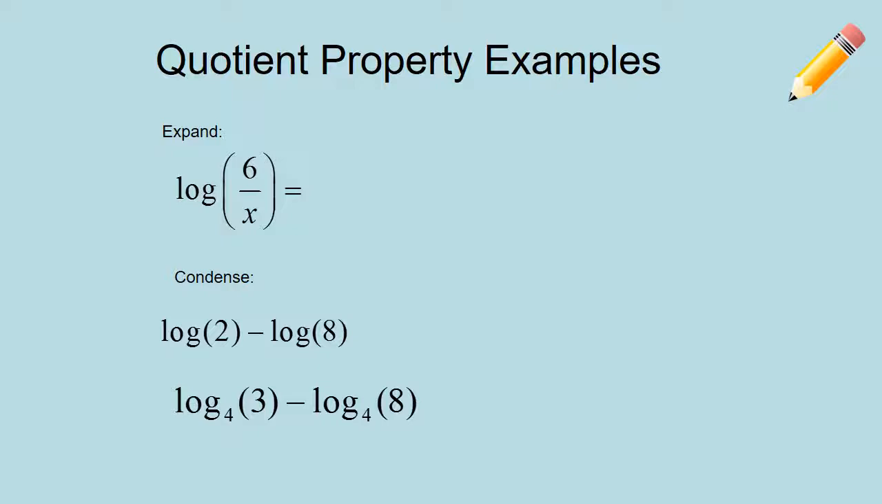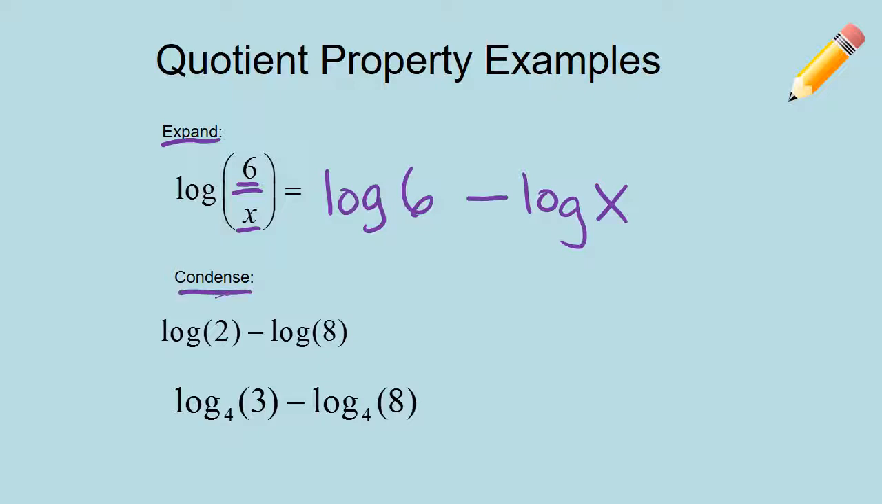Let's take a look at the quotient property. First, I'm going to expand. I have a term over a term, so I'm going to change it to 2 logs. Because I'm dividing, it becomes subtracting. What's on top comes first, what's on bottom comes second.